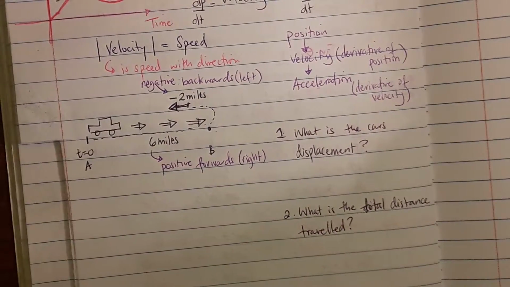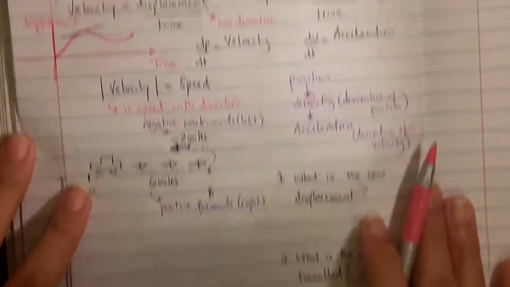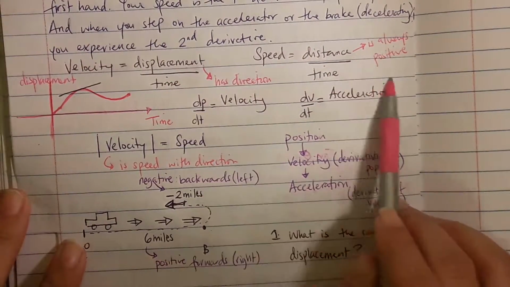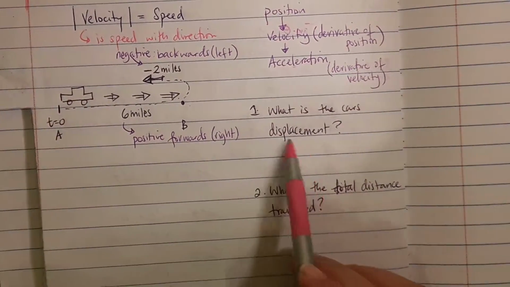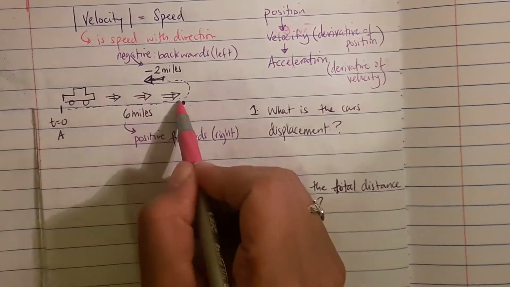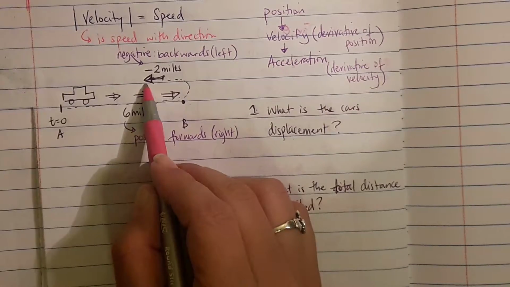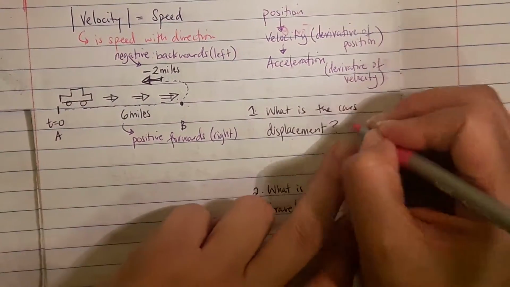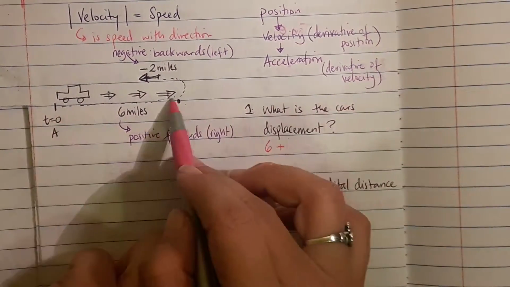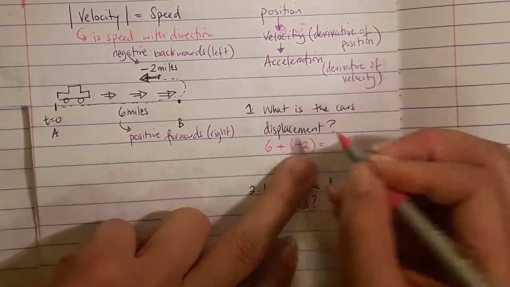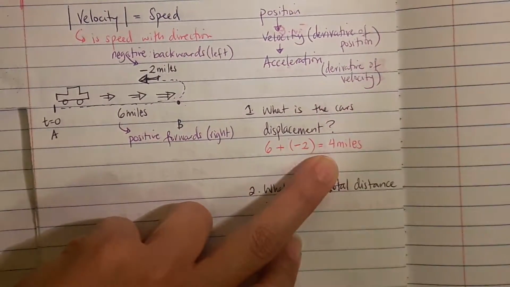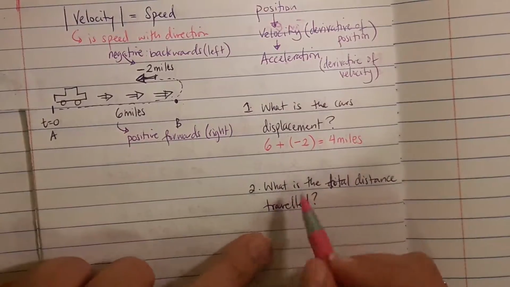The way I like to remember this is when I'm asking myself, what is displacement? How far has the car been displaced? Not how far has it traveled, how far has it been displaced? Whereas the total distance traveled is how many miles total. So in terms of how far it's been displaced, it went 6 miles right, then 2 miles back. So it's actually been displaced 6 plus negative 2, which is only 4 miles from where it initially started. So it's been displaced 4 miles.